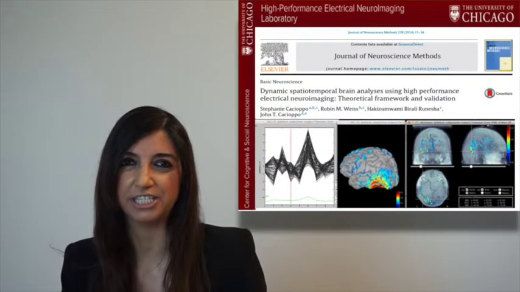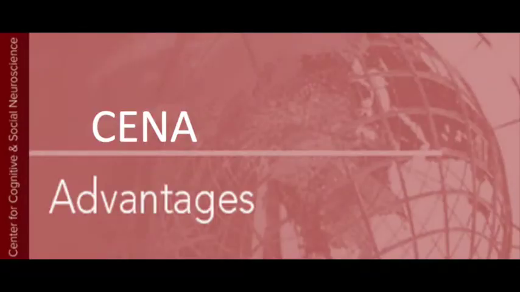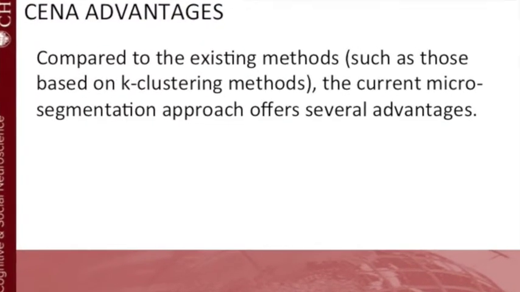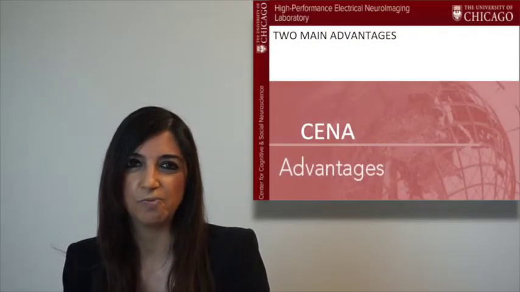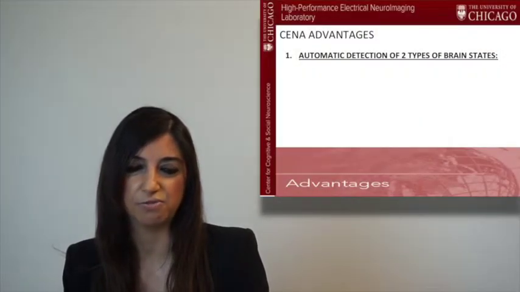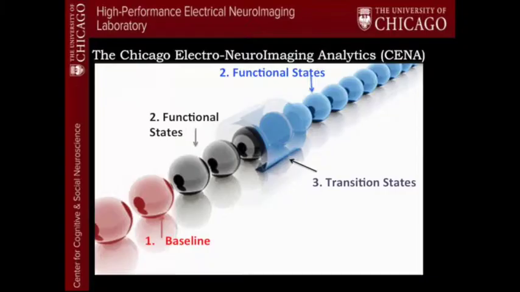My name is Steph Cacioppo. As John elegantly described in his talk, the Chicago Electrical Neuroimaging Analytics provides several advantages over prior methods for segmenting event-related brain potentials into brain microstates. Compared to existing methods such as the K-cluster analysis, the current microstate approach offers two main advantages. The first one is the automatic detection of two types of brain states. Using the baseline, SINA can identify functional brain states as well as transition states.